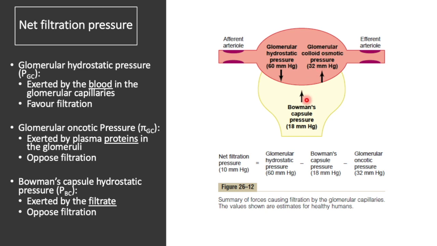And the third factor is Bowman's capsule hydrostatic pressure. This pressure also opposes filtration. So to calculate the net filtration pressure: glomerular hydrostatic pressure minus Bowman's capsule pressure minus glomerular oncotic pressure. So in this example, 60 mmHg of glomerular hydrostatic pressure minus 18 mmHg minus 32 mmHg. So the net filtration pressure is 10 mmHg.